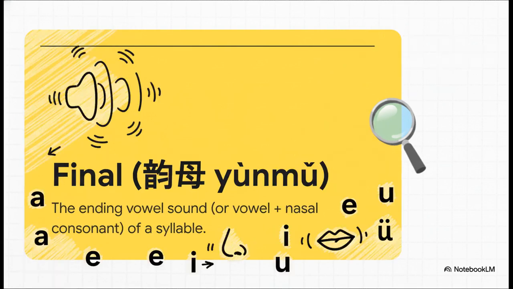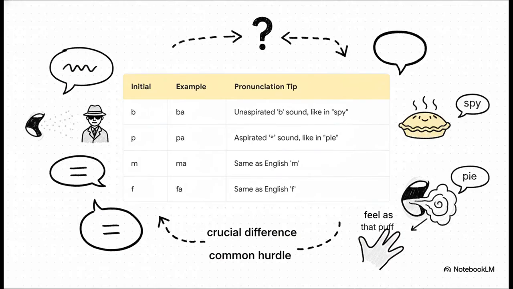right at the beginning. And right after the initial comes the final, the yuanmu. This is really the core of the syllable. It's the vowel sound that carries the tone and lets the sound ring out. Finals can be really simple, like a or o, or they can be more complex, like i, or even a vowel followed by a consonant like an or ang. The initial starts the sound, but the final gives it its body and character. Now let's look at a few examples here.